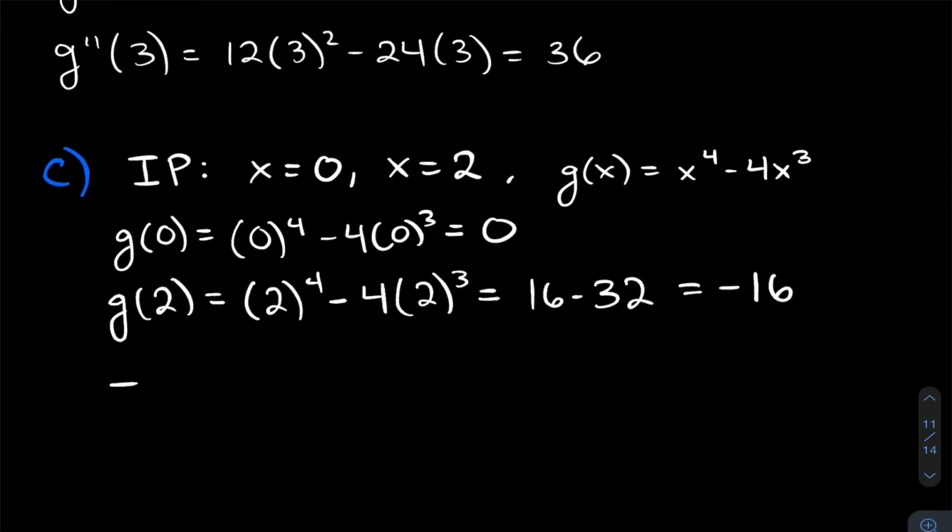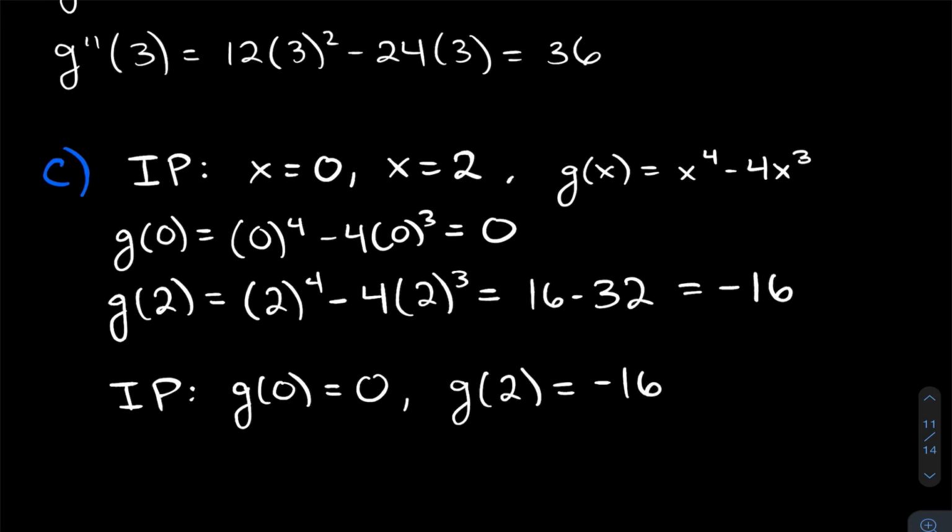And so our inflection points, if we would just want to write them out a little cleaner, we can write these as g of 0 is 0 and g of 2 is negative 16. Okay, and that'll do it for part C.